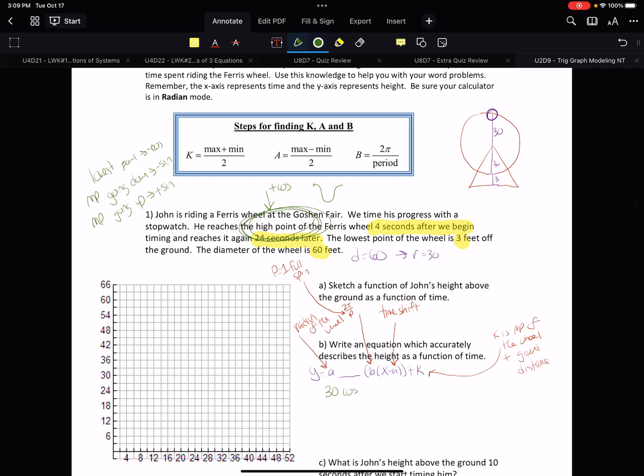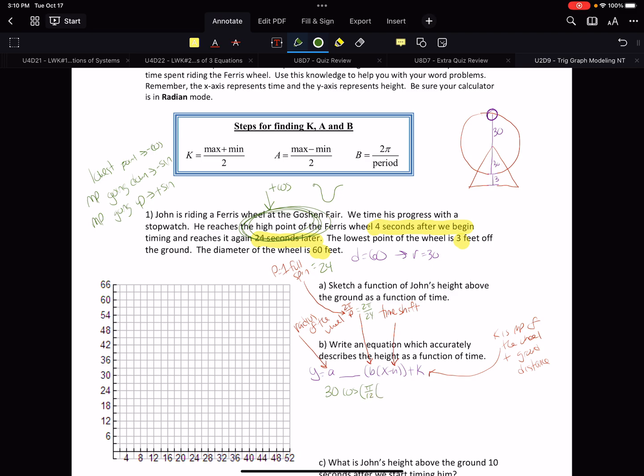Now B. B comes from the full 2 pi over the period. So in this situation, it tells us it takes 24 seconds to get from the high point back to the high point. So our period is 24, which means we have 2 pi over 24, which a little simplifying, pi over 12.